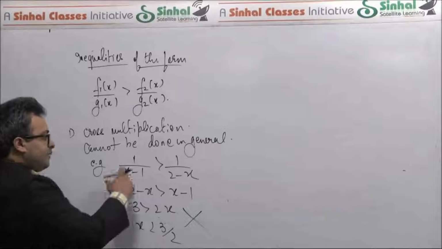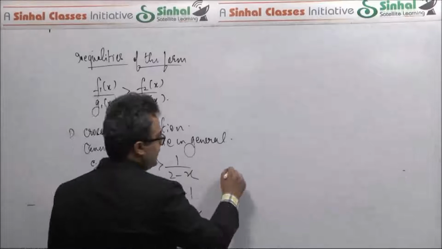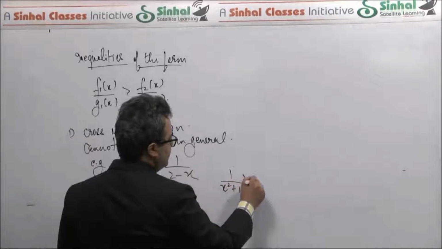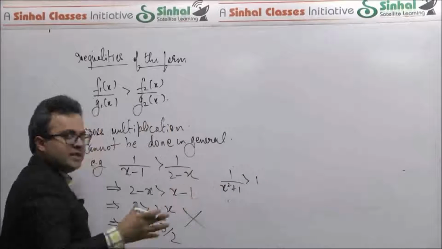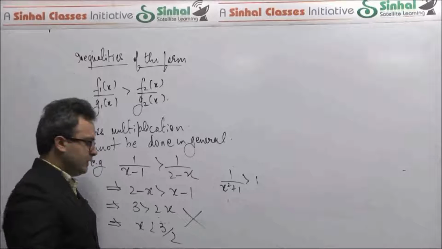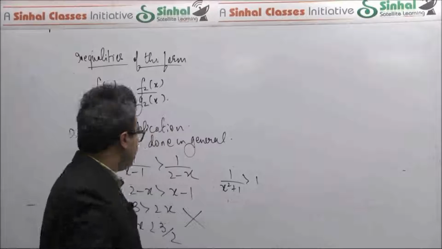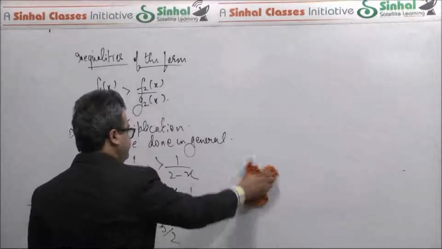So if it had been, for example, 1 upon x square plus 1 greater than 1, suppose. In this case, you could very well have multiplied throughout by x square plus 1, because specifically you know that x square plus 1 happens to be positive all the time. But again, as I said, in general, you will not do that.